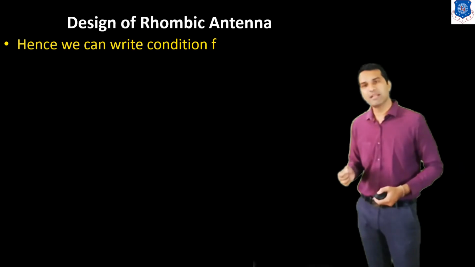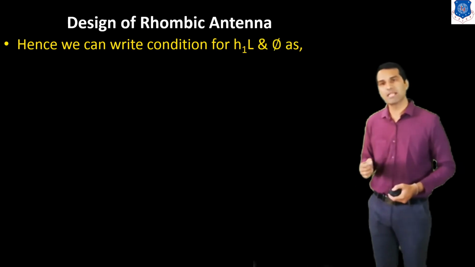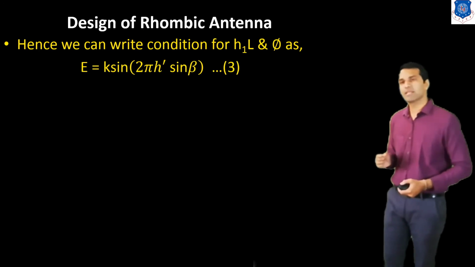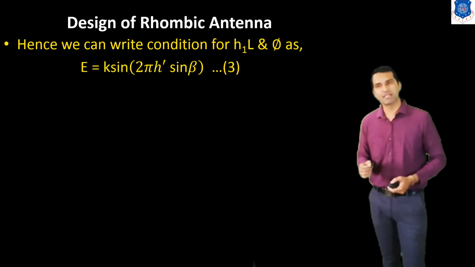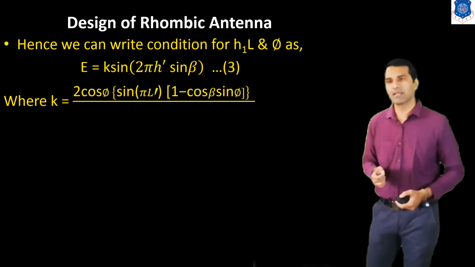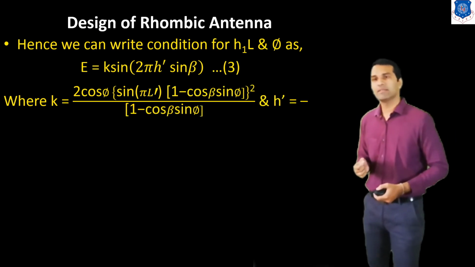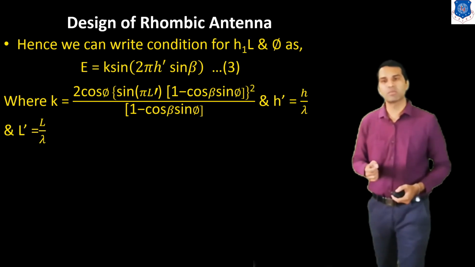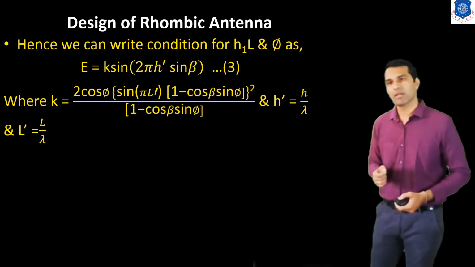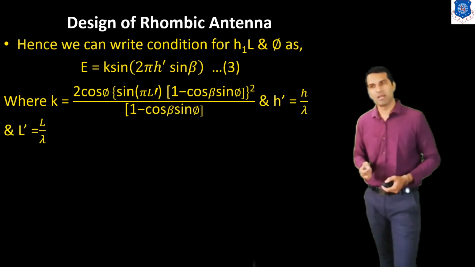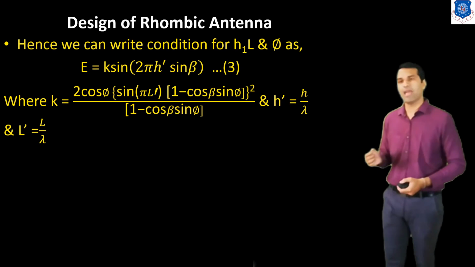Hence, we can write the condition for the h, L and phi as E equals k sine 2 pi h dash into sine beta, where k is equal to 2 cos phi sine pi L dash (1 minus cos beta sine phi) square upon 1 minus cos beta sine phi, and h dash is nothing but h by lambda, and L dash is nothing but L by lambda.